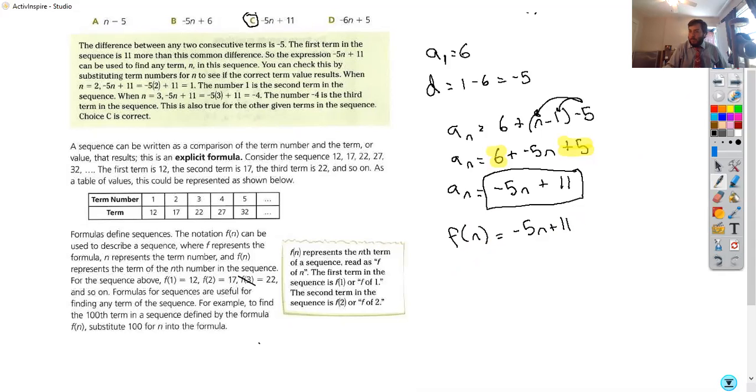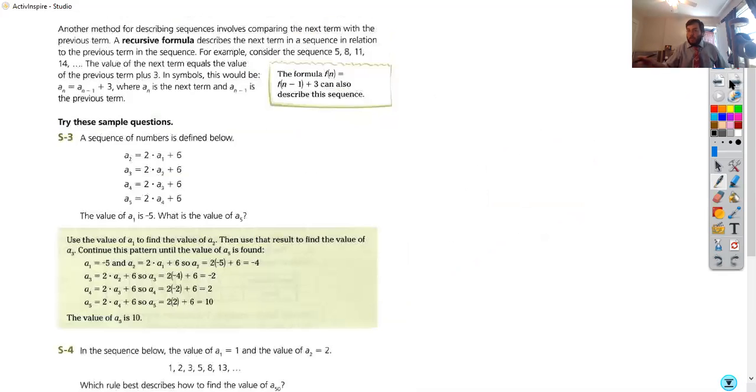All right, so let's take a look here at the next page. So as we go on here, another method for describing sequences involves comparing the next term with the previous term. So this is called a recursive formula. So the recursive formula is a little bit different. All right, so we're taking a look here. A recursive formula describes the next term in a sequence in relation to the previous term in the sequence.